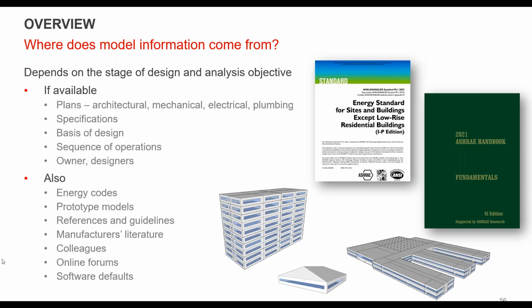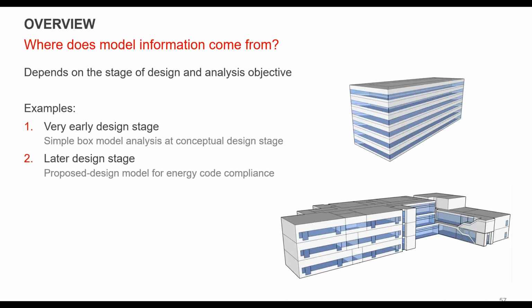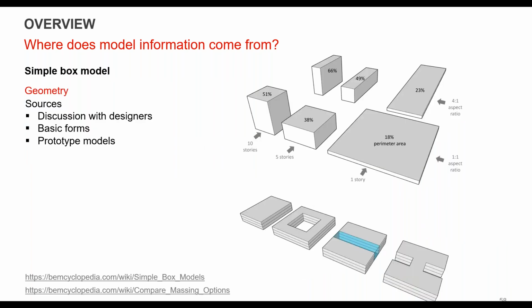So it can vary widely. So we'll do two examples of where data comes from. One, early stage, conceptual. You might not have much of anything. You might not even have massing. And the later design stage, where you actually have drawings, and you're doing a code compliance, where would you pull data from to populate the inputs for your model?